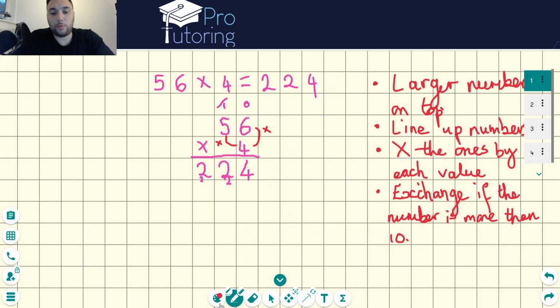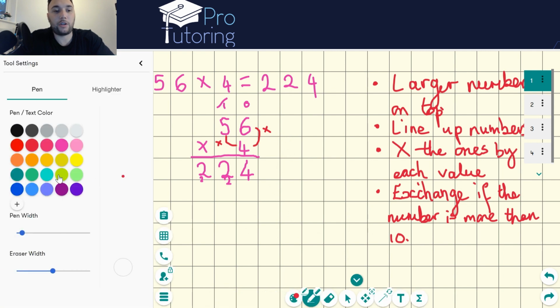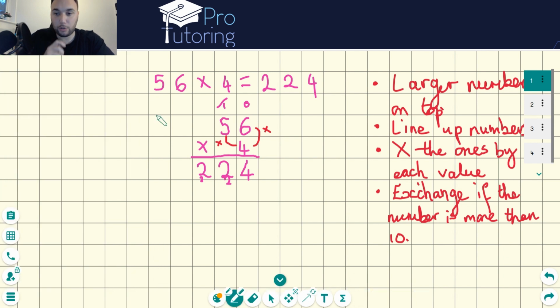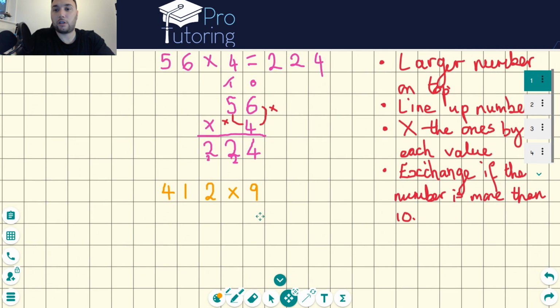So I'll tell you what we should do is let's give another question a go. I'm going to use orange for this one, and we're going to go through our checklist to ensure that we're doing each step. So I'm going to pick a really large number, 412 multiplied by 9. Okay, so let's first look at our checklist.